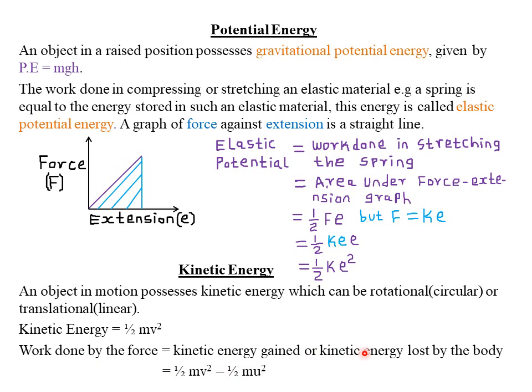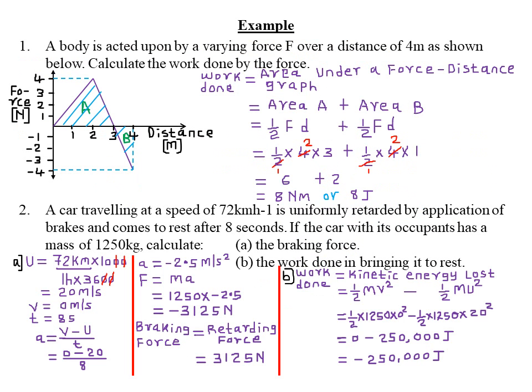But if a body is losing kinetic energy, or if a body is decelerating or retarding or moving with a decreasing velocity, then the initial velocity will always be larger than the final velocity. Therefore, a body that is decelerating will experience a loss in kinetic energy, and if you find the difference between half mv squared minus half mu squared, you will get a negative value. So the negative is simply used to denote the loss in kinetic energy, but a positive value shows that there is a gain in kinetic energy. Next, we look at a few examples involving such formulas.